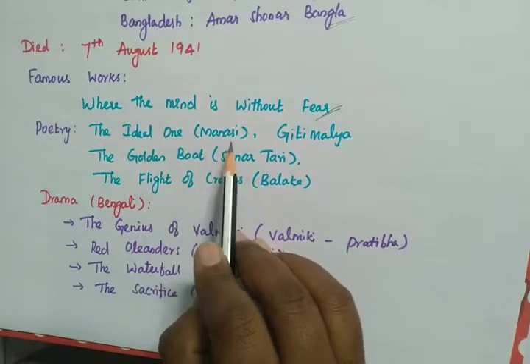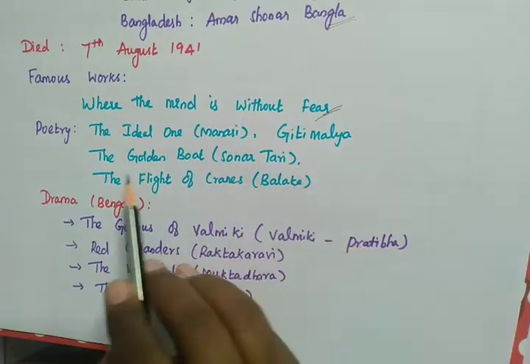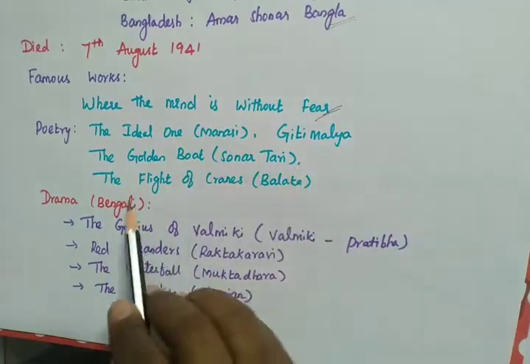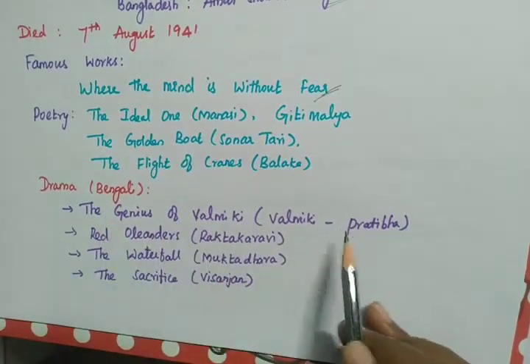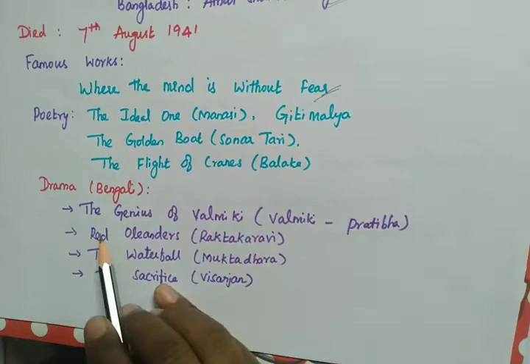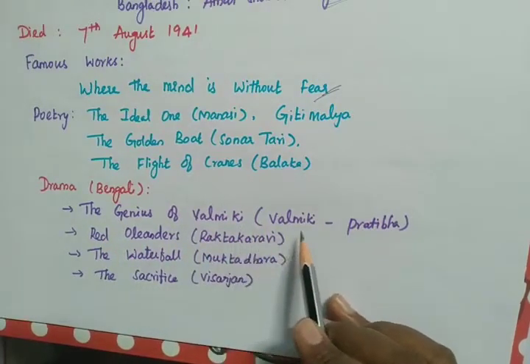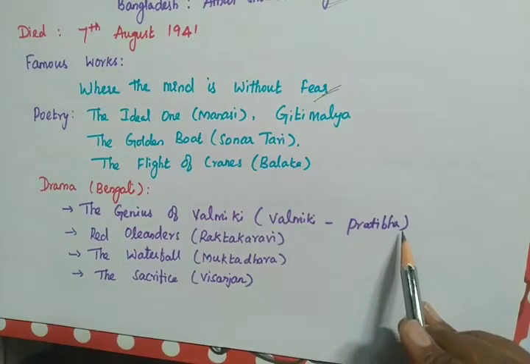Then the ideal one, Manasi, Gitimalya, The Golden Boat, Sonar Tari, The Flight of Cranes, Balaka. And these are the Bengali dramas, and also they are in English. That is The Genius of Valmiki. In English, it is Valmiki Pratibha.